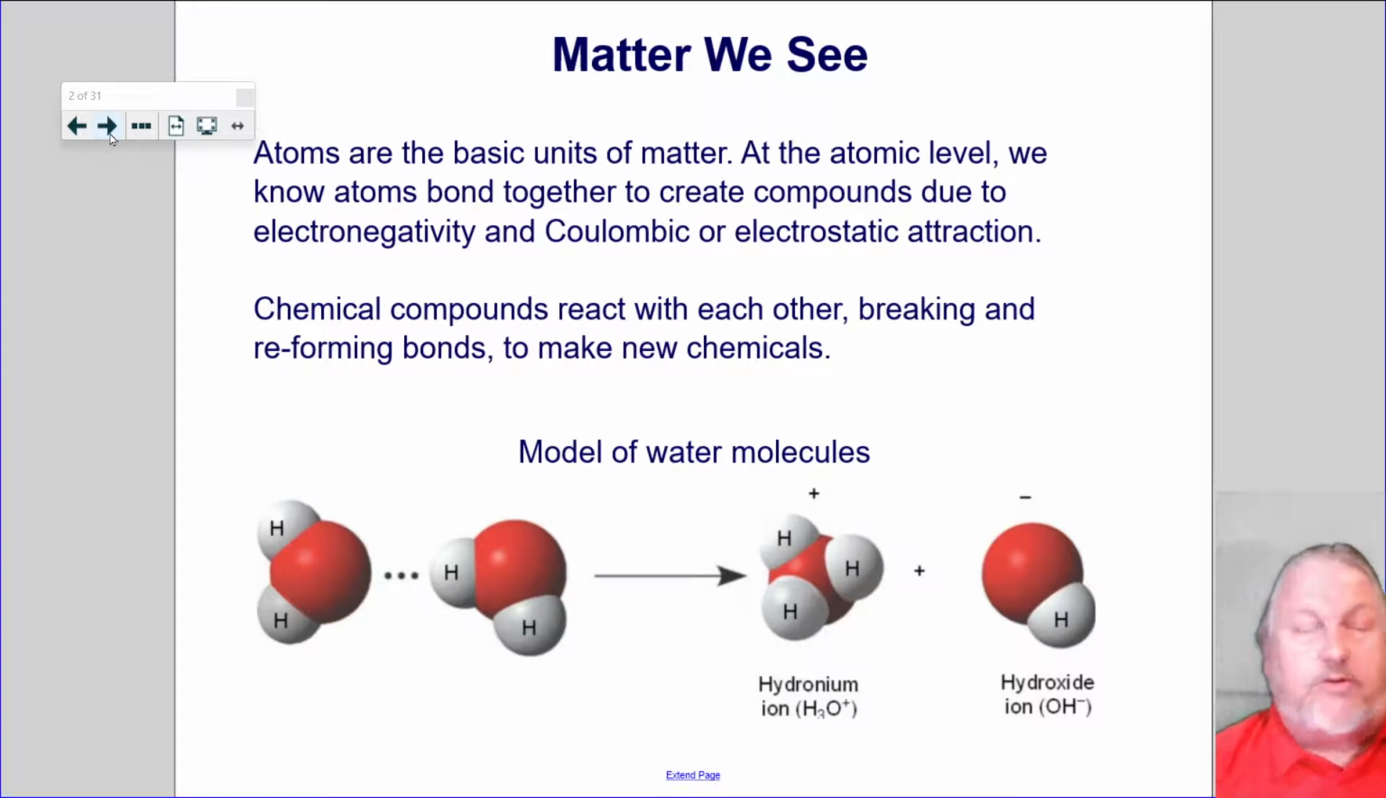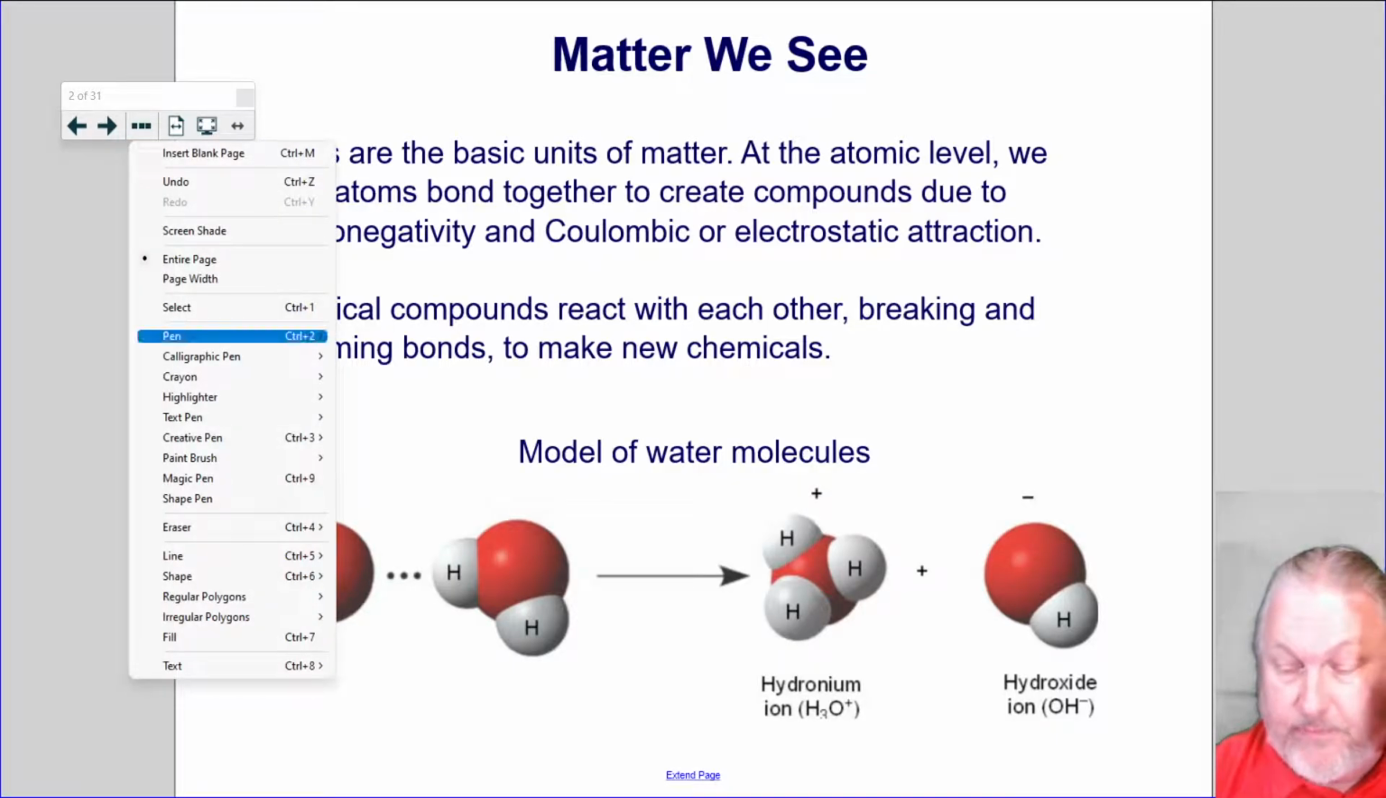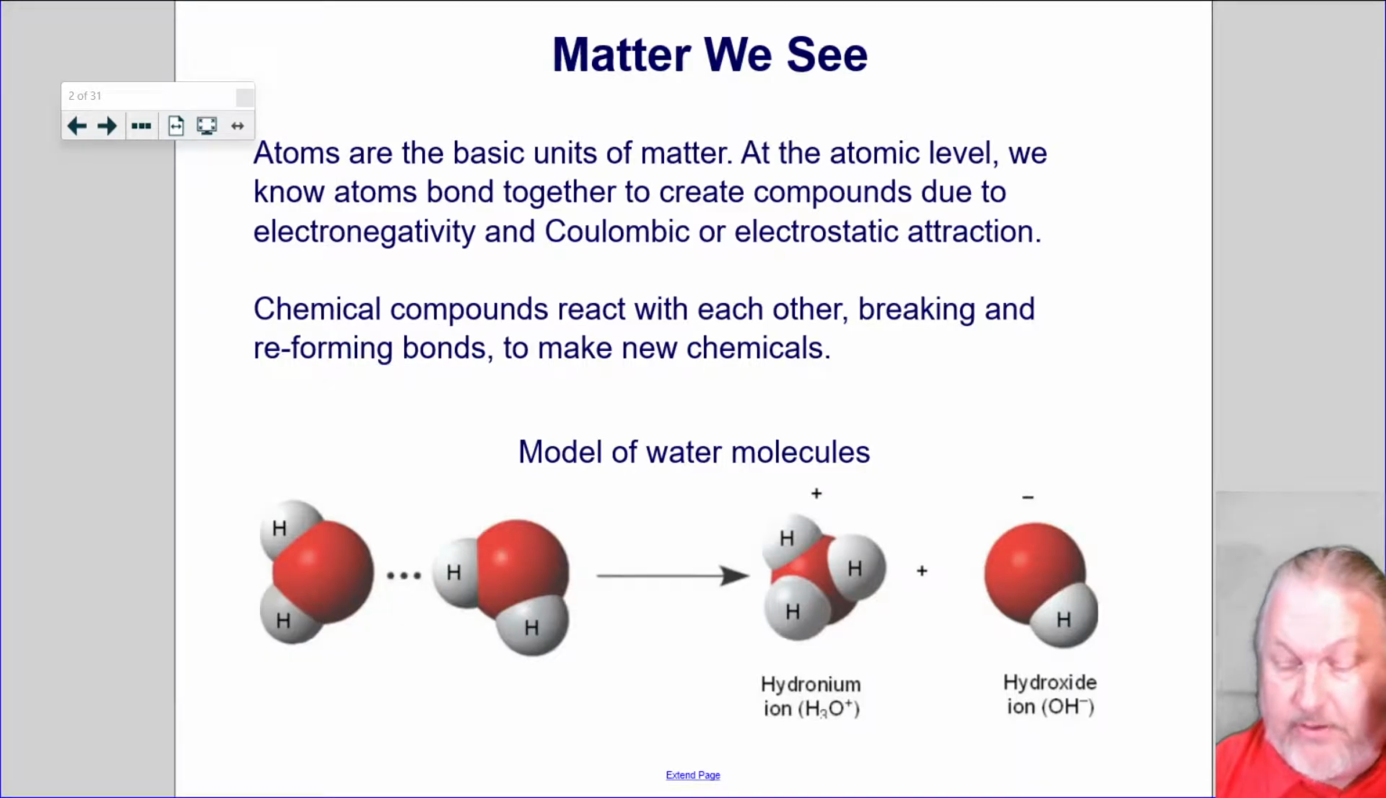Now, chemical compounds are going to react with each other, and they'll break and then they'll reform bonds, and when they do, they'll make new chemicals, right? So here's an example. I've got two water molecules, right? This little dotted line right there means there's an intermolecular attraction to each other. And one of those waters will pull the hydrogen off and create hydronium, H3O plus, and then it'll become hydroxide.